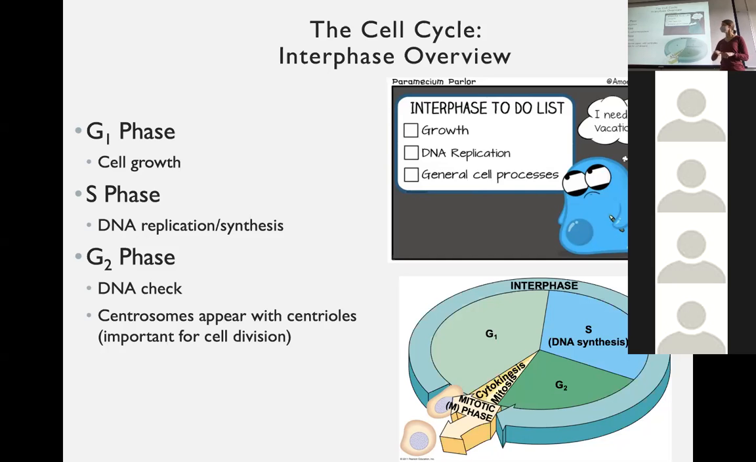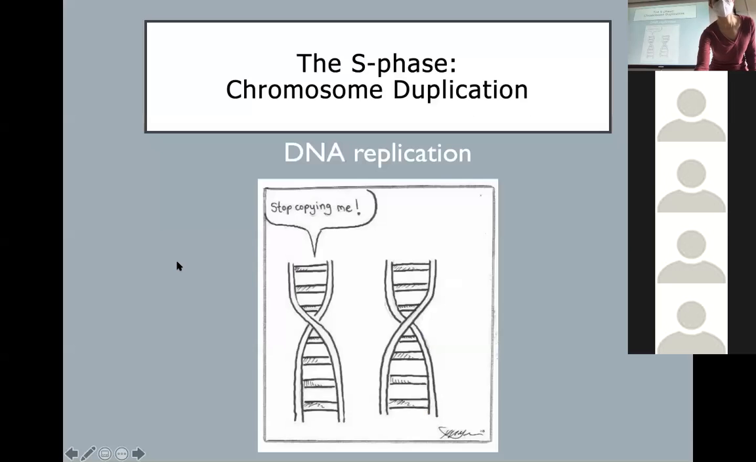Okay, so that's interphase. There's a lot going on in interphase, but it seems like not a lot's happening because it's growing, it's checking DNA, all that kind of stuff. The S phase is probably the most active part of the interphase piece of a cell cycle. So let's talk about the S phase a little bit more since it's so important.